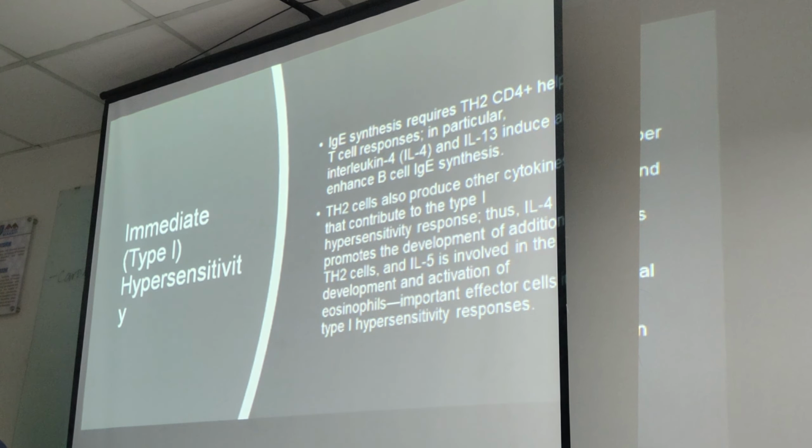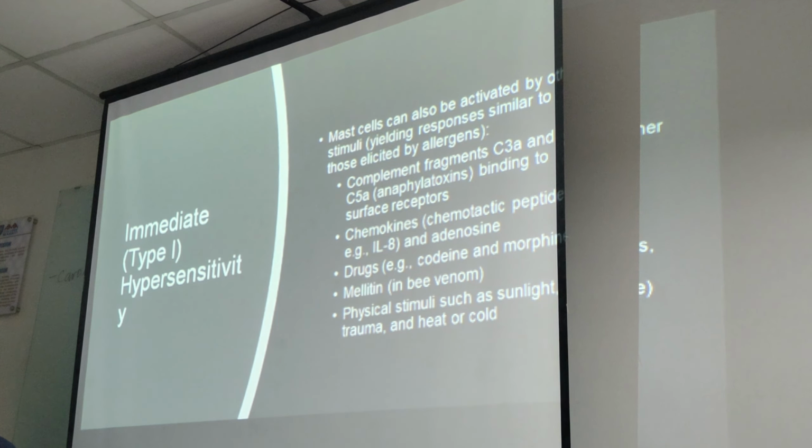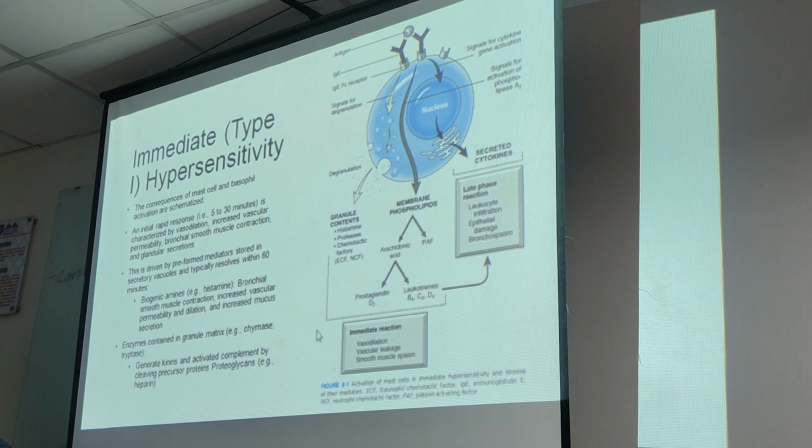IgE synthesis requires the action of your TH2 CD4 positive T cell responses, and is particularly dependent on the production of interleukin-4 and 13. TH2 cells also produce other cytokines that contribute to the response. Mast cells can also be activated by other stimuli, for example, complement fragments C3 and C5 are anaphylatoxins, chemokines, drugs, and toxins like venom can also trigger this type of reaction. So it is illustrated here.